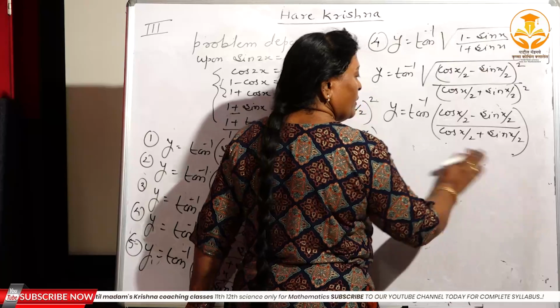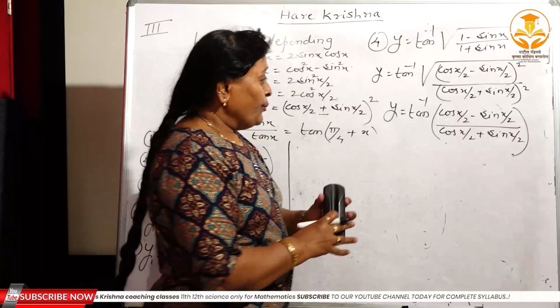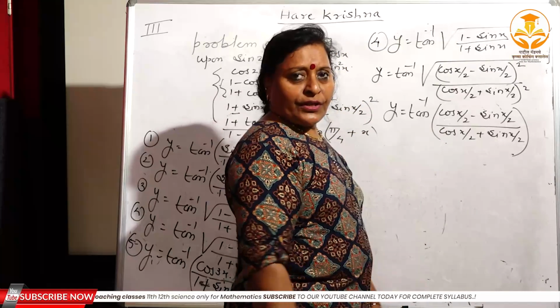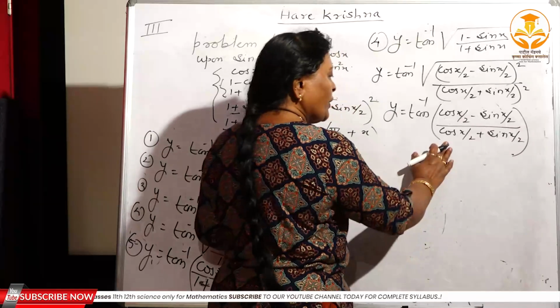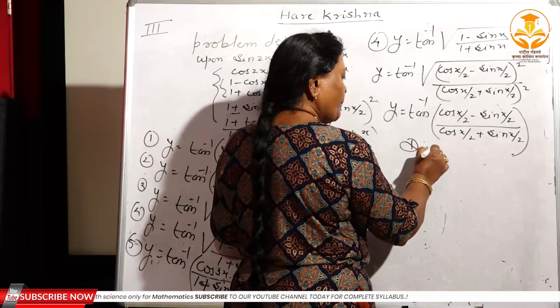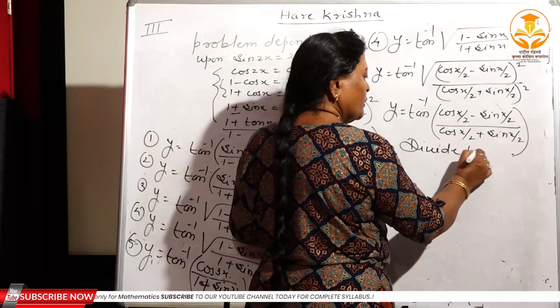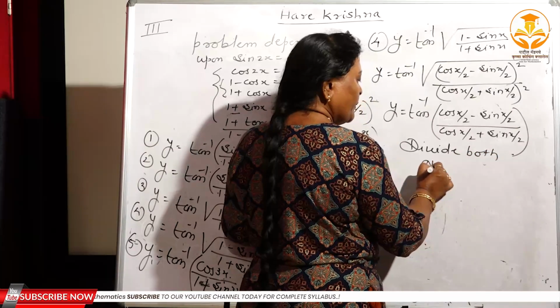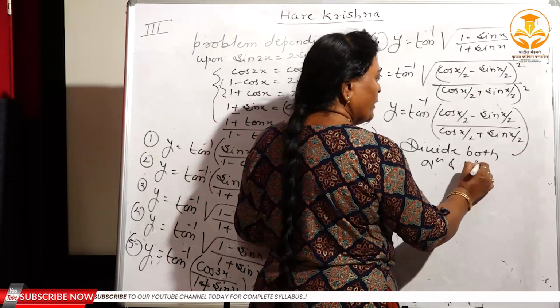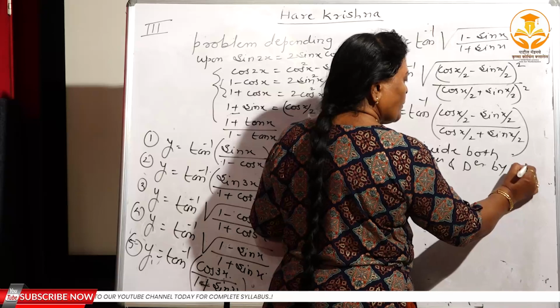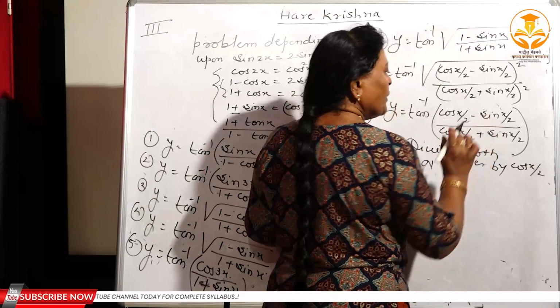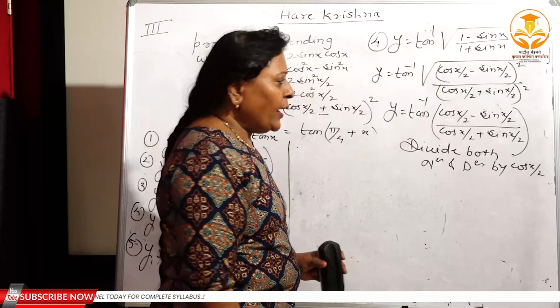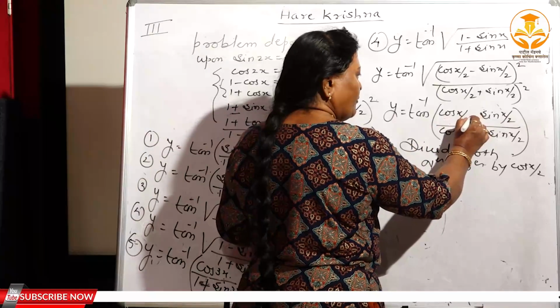Now again, how will you bring the tan function here? For that purpose, see what you have to do. Divide both numerator and denominator by cos x by 2. Right? Somewhere here there is a possibility of getting tan. Right? Here you will get the tan function.